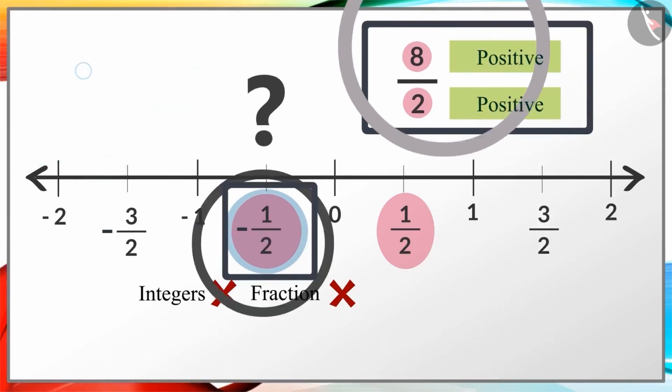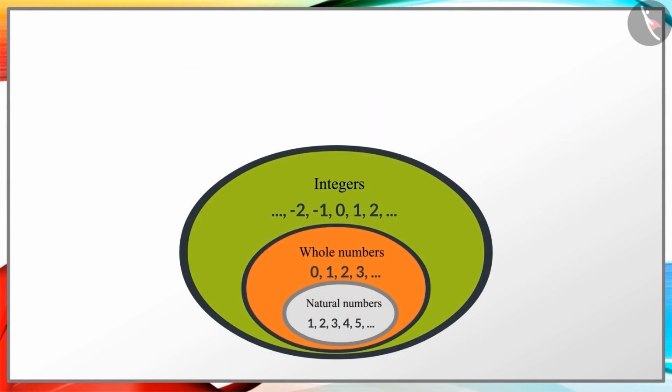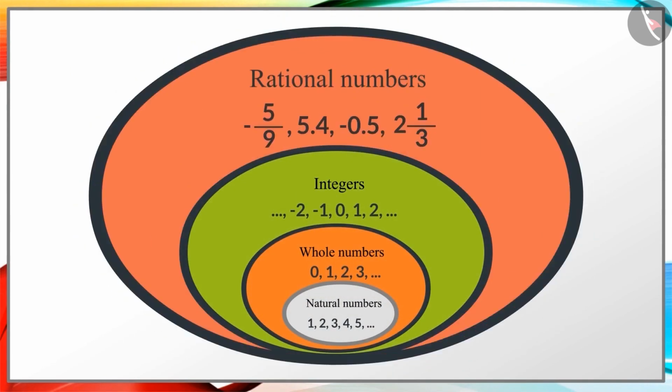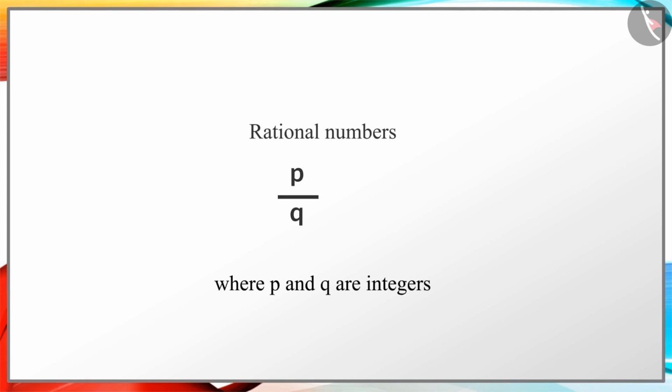So what is this number? Sir, this is a rational number. Well done, Mohan. Children, now can you tell the definition of rational numbers? Sir, rational numbers are numbers that can be written in the form of P by Q, where P and Q are integers and Q is not equal to 0.